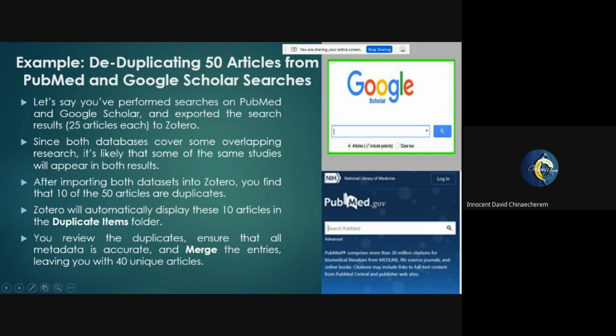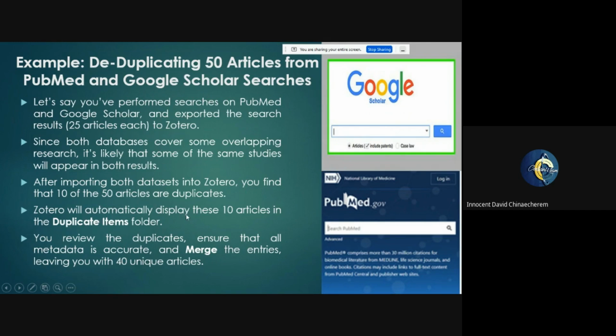So it's possible that, let's say, for example, an article on prevalence of diabetes in PubMed can also be found on Google Scholar. So after we've imported these databases, we have to merge them together because they are the same. We found it in Google Scholar and we also found it in PubMed, and we imported them together. So that means we need to remove the duplicates.